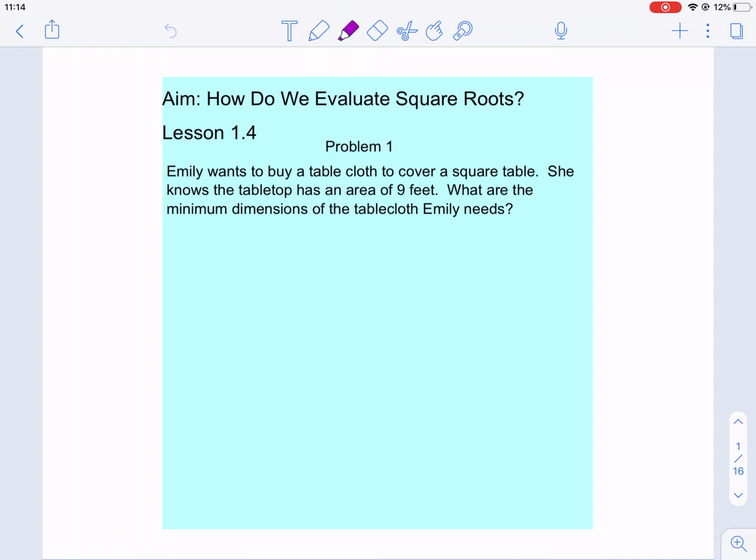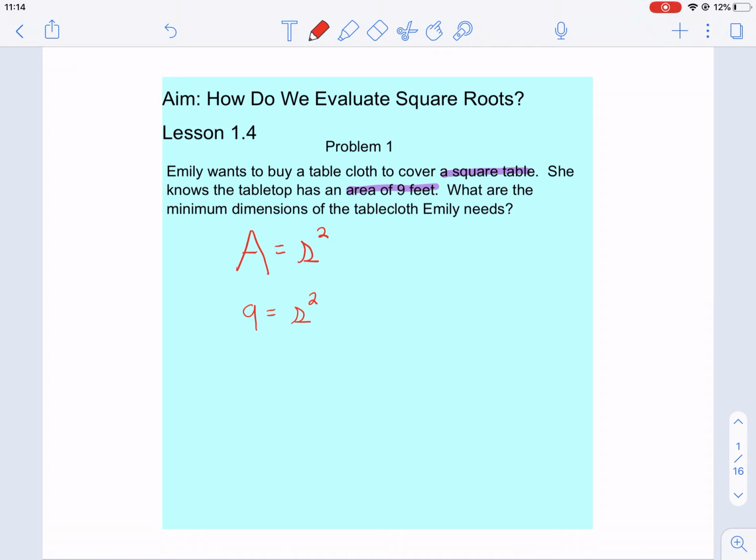So we're told that she has a square table, and that it has an area of 9 feet. So I'm going to use my area formula for a square, which is area equals side squared. Now I'm going to plug in all the information I know. I know that the area is 9, and the side length, or S, I don't know, so I'm going to keep that as S.